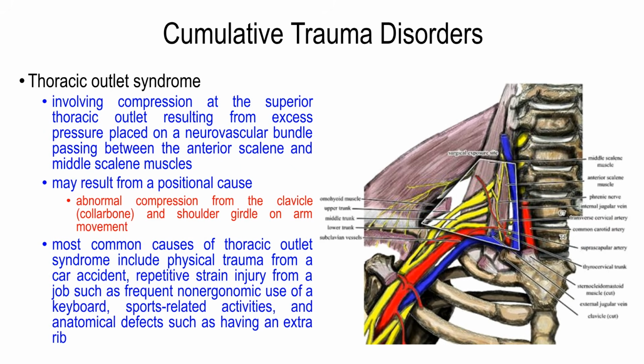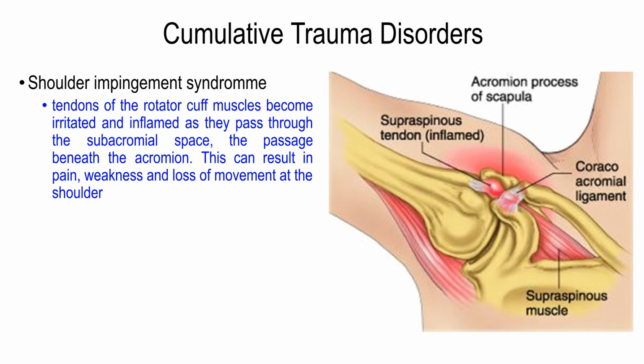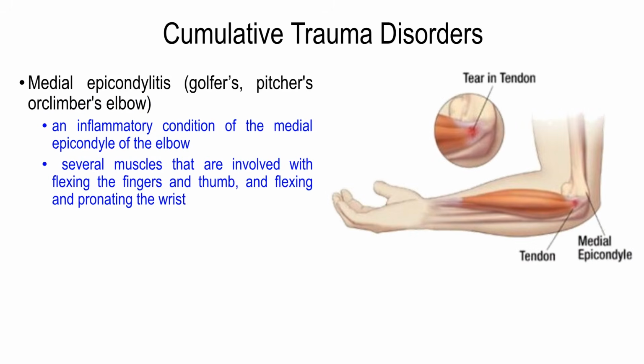Thoracic outlet syndrome involves compression at the superior thoracic outlet, putting excess pressure on a neurovascular bundle. It can result from positional causes, such as abnormal compression from the clavicle and shoulder girdle, or from physical trauma, repetitive strain injury, or anatomical defects. Shoulder impingement syndrome occurs when the rotator cuff muscle tendons become irritated and inflamed as they pass beneath the acromion. This condition results in pain, weakness, and loss of movement at the shoulder. Medial epicondylitis, known as golfer's, pitcher's, or climber's elbow, is an inflammatory condition of the medial epicondyle of the elbow. It involves several muscles used for flexing the fingers, thumb, and for flexing and pronating the wrist.